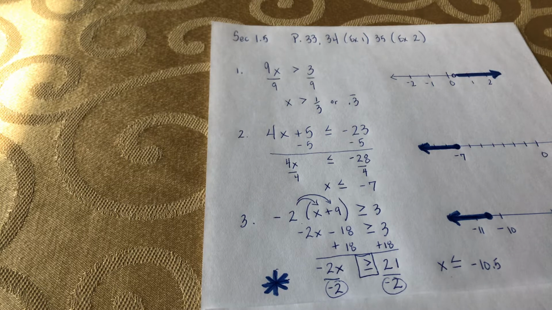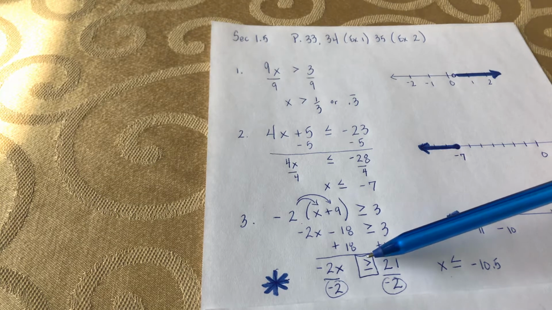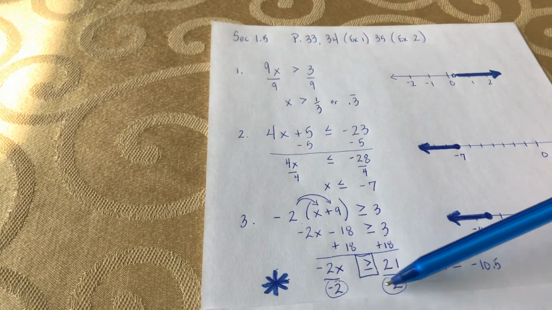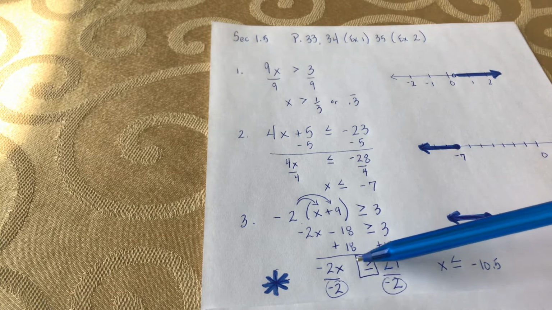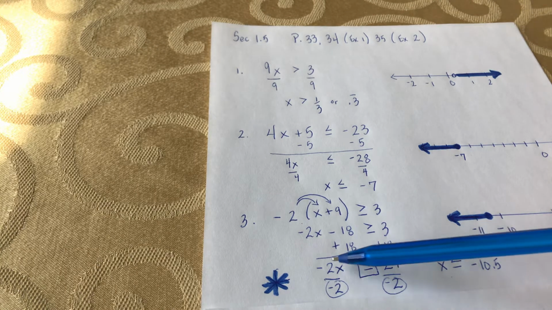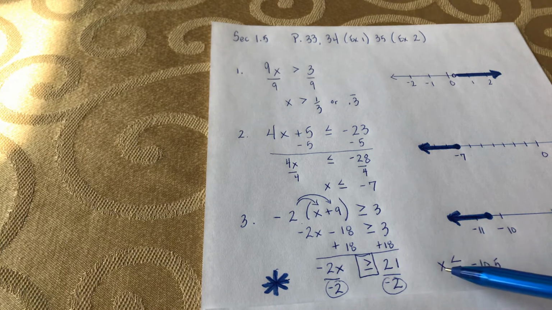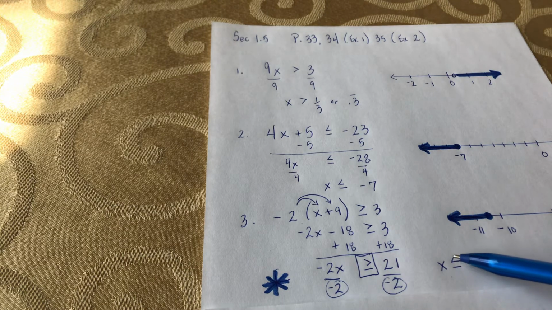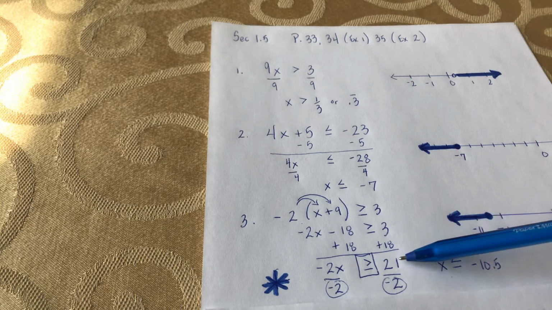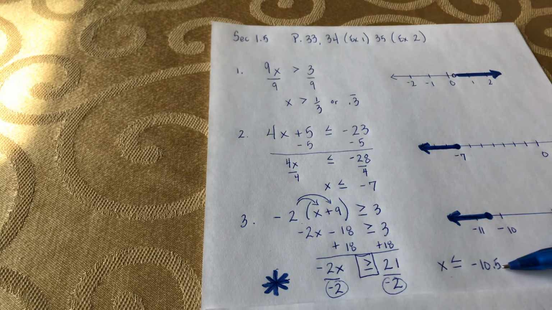Now here is probably the most important thing about inequalities that makes it a little different than our equations. Whenever you divide by a negative, so in this case we divided by a negative 2, you are going to have to flip the inequality symbol. So when I divided both sides by negative 2, I've got x, and you'll notice I flipped my inequality. Now it says less than or equal to, and then 21 divided by negative 2 gave me negative 10.5.